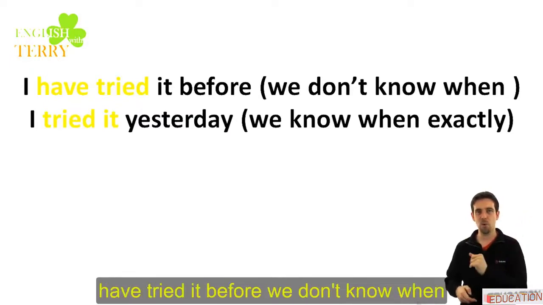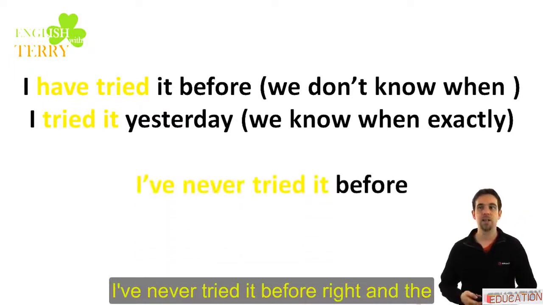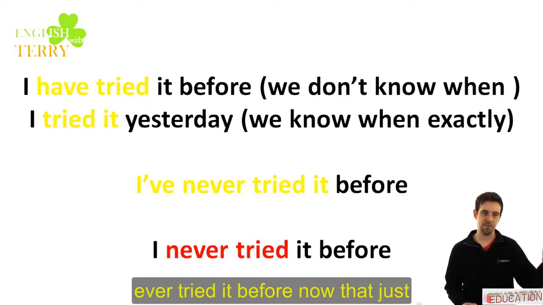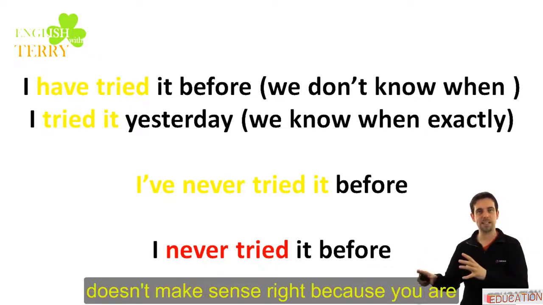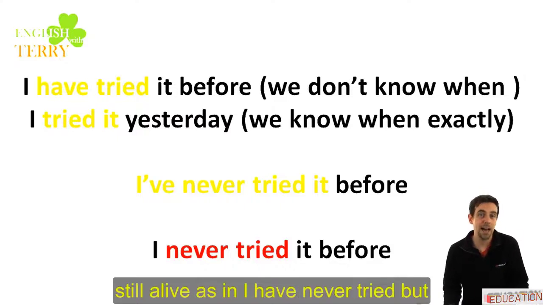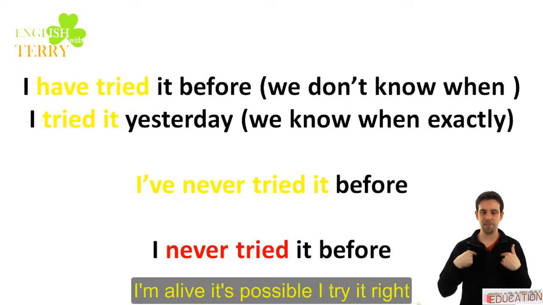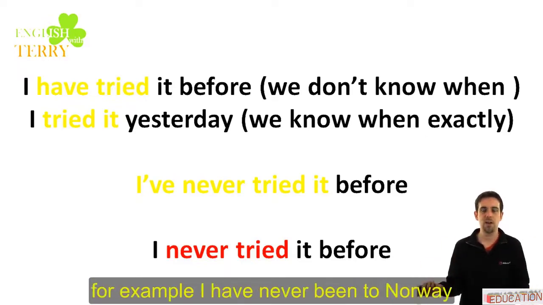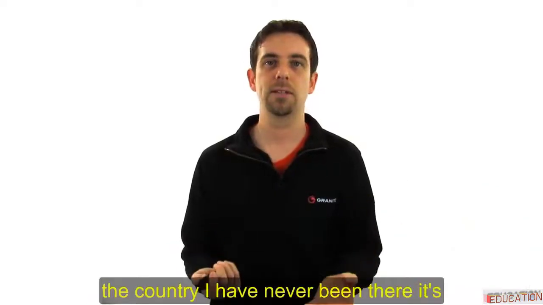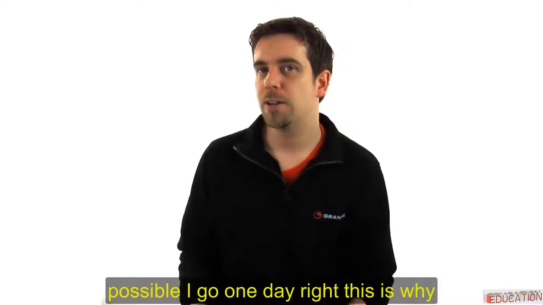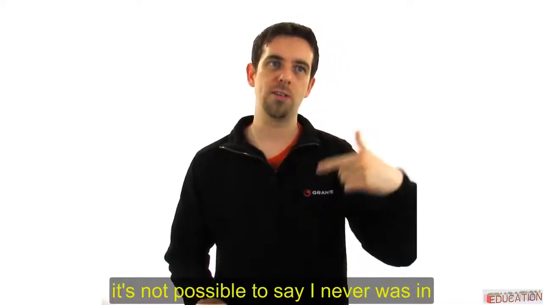I have tried it before. We don't know when. I've never tried it before, right? And the mistake a lot of students have is I never tried it before. Now that just doesn't make sense, right? Because you are still alive. As in, I have never tried, but I'm alive. It's possible I try it, right? For example, I have never been to Norway, the country. I have never been there. It's possible I go one day, right? This is why it's not possible to say, I never was in Norway.